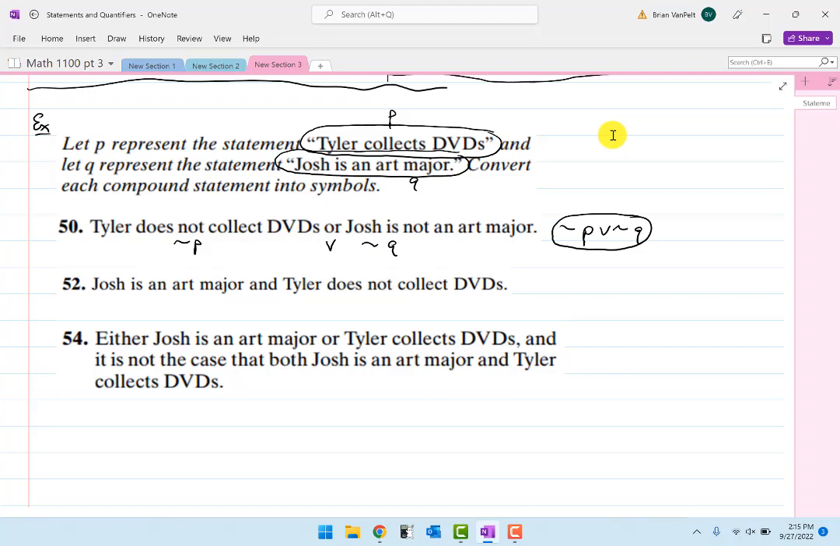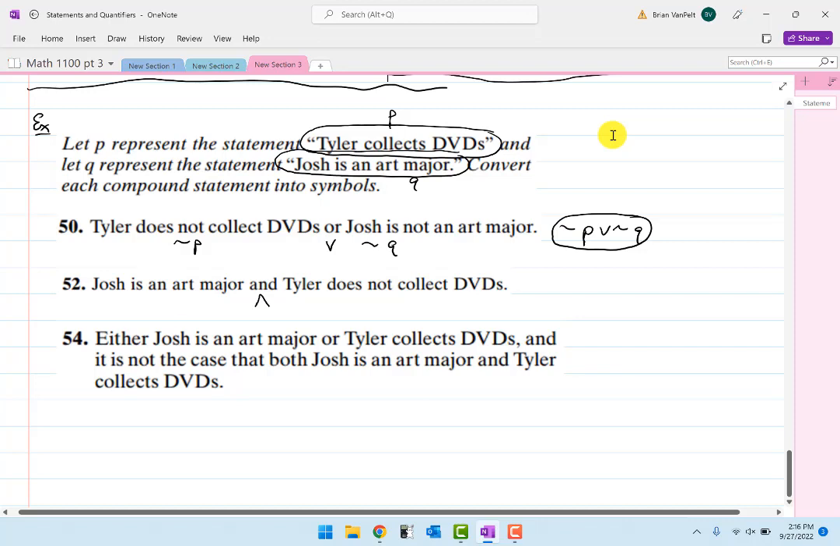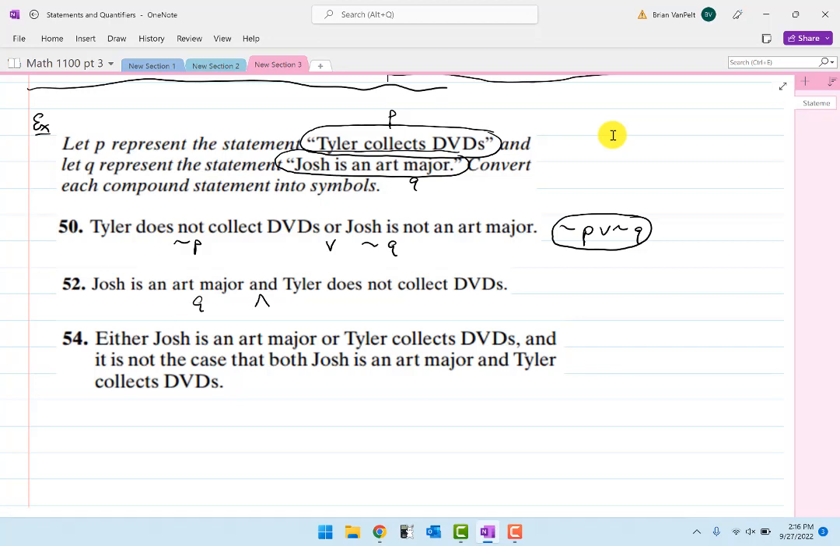Number 52, Josh is an art major. Well, there's our and. Let me get that. So that's just P. Tyler does not collect DVDs. Oh, they went and switched them on me. Be careful of that. They've decided to put Josh as an art major first, so that's Q. And Tyler does not collect DVDs. So we have Q and not P.